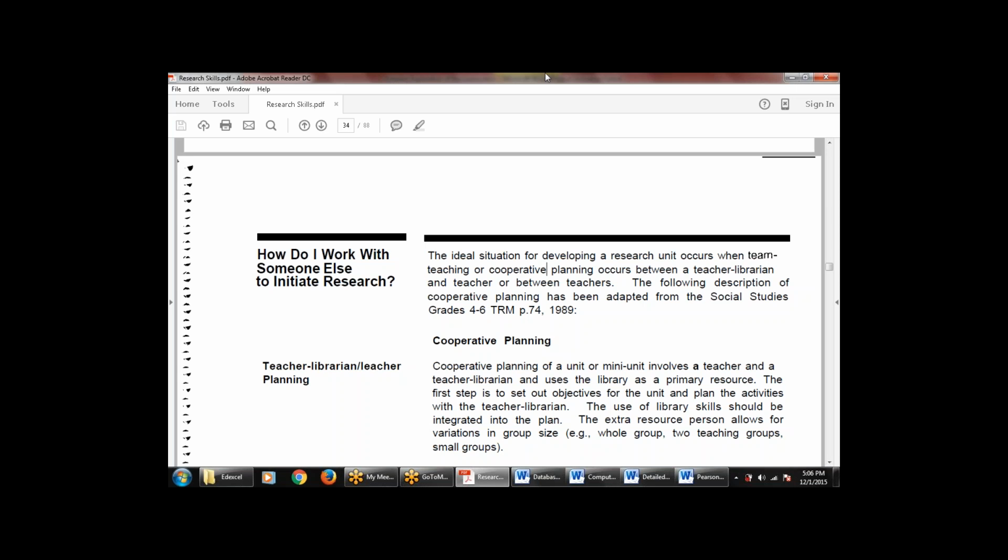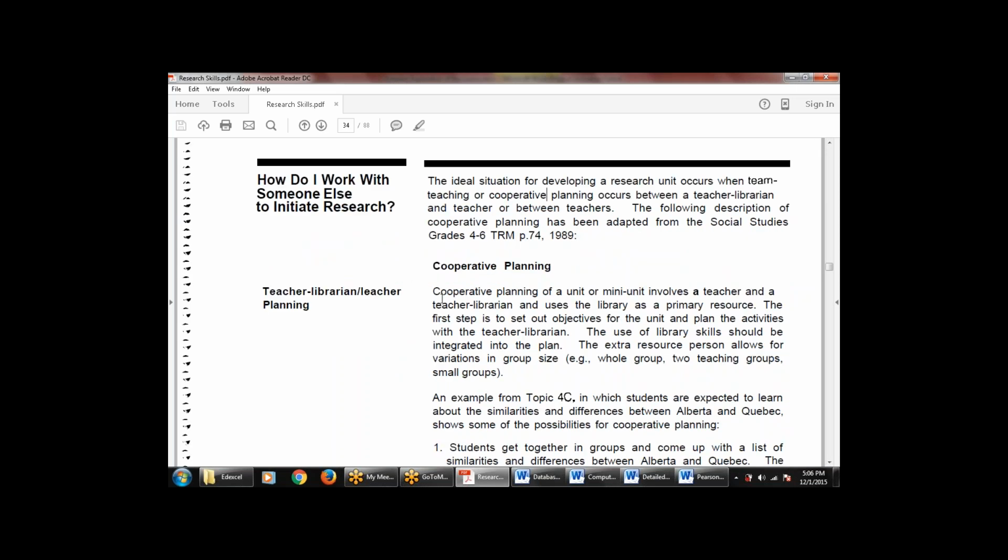The next part is cooperative planning: how to use it, and what it is. It is a unit or mini unit that involves a teacher and the teacher librarian, and uses the library as a primary resource. That means the teacher and the teacher librarian get together at the library, which is used as a primary resource.